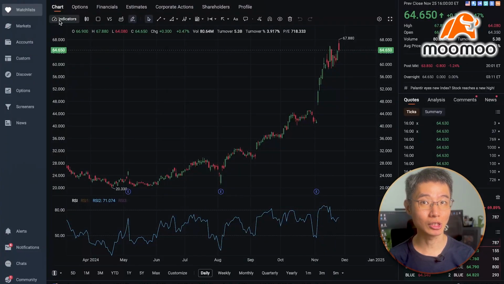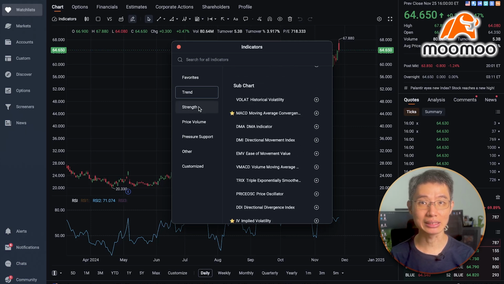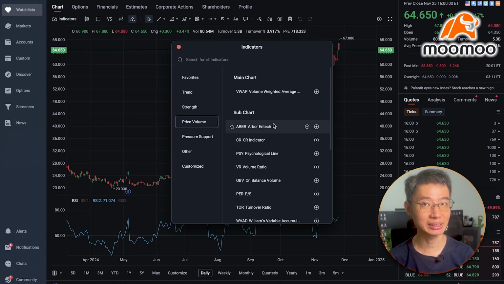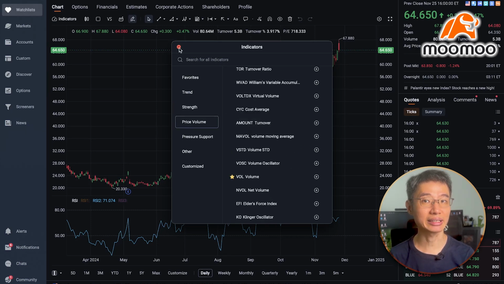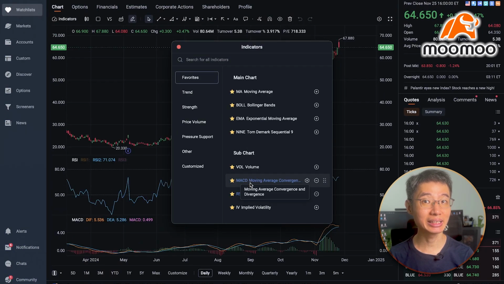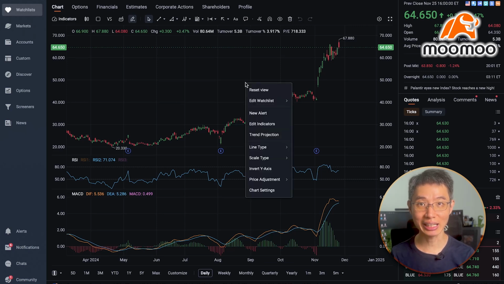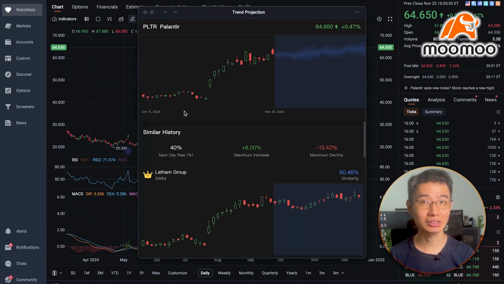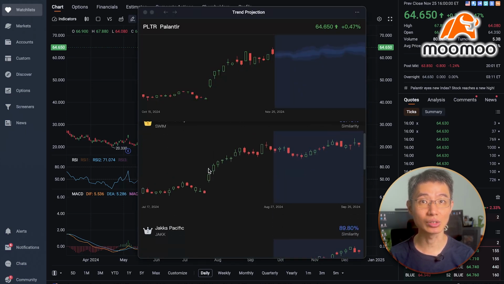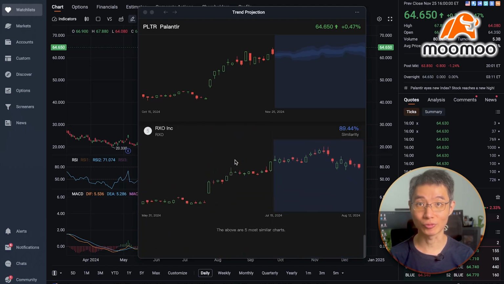There are many tools on moomoo Desktop that allow me to do this. For example, moomoo Desktop has 100 plus technical indicators, 38 plus drawing tools, and customizable indicators. But personally, I will first look at the MACD indicator to tell me whether the momentum is about to change or not. Otherwise, if I right click on the charts, moomoo Desktop has something called the Trend Projection tool to help me find stocks that have a similar trend to see where it could go next. This is not a guarantee, so you will still need to decide for yourself, yeah?